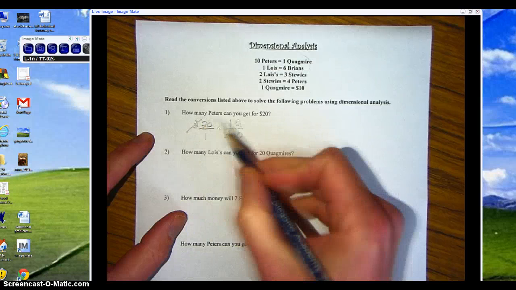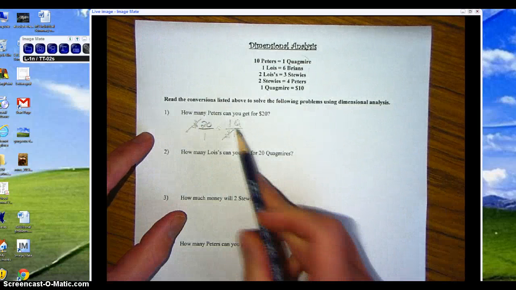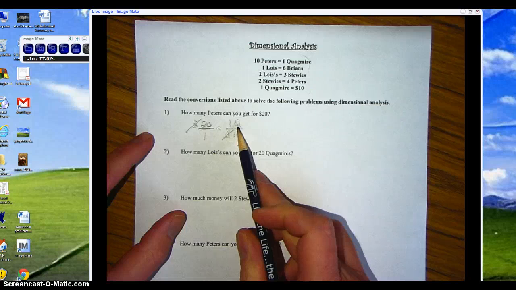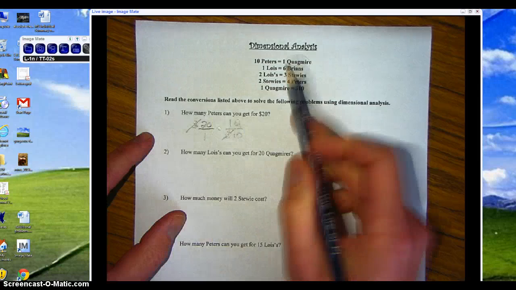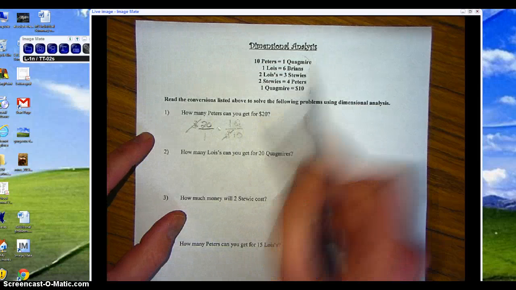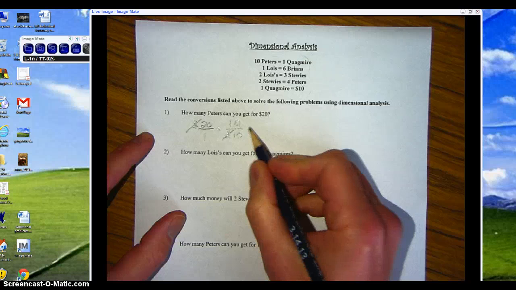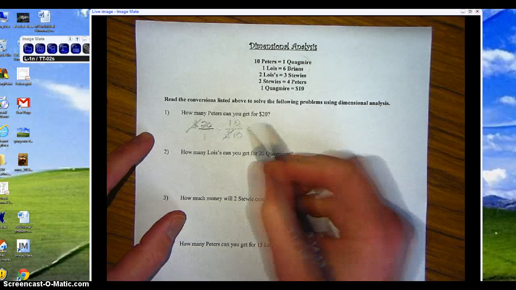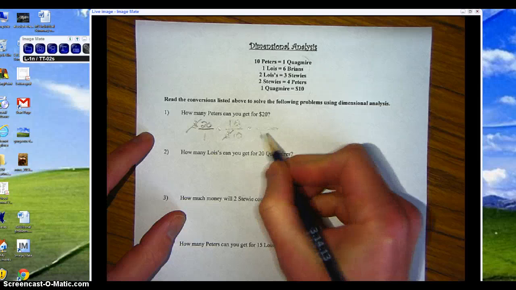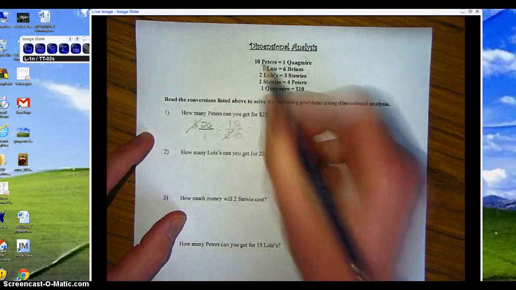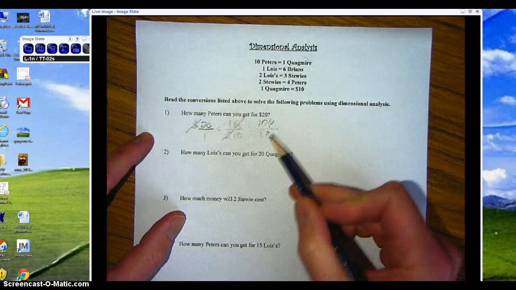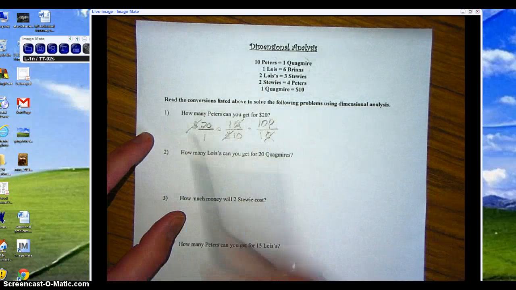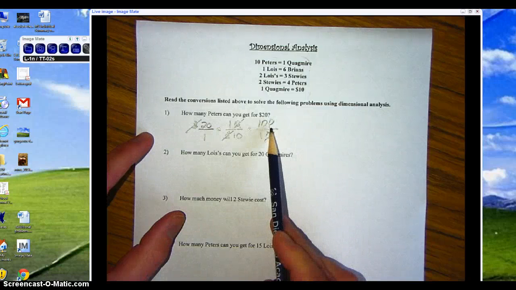Well, watch. If I cancel dollars, what units do I have left? I have Quagmires. But I don't want Quagmires. I want Peters. So I got to cancel another set of units. And the units I'm going to cancel are the Quagmires using this conversion. So multiply it to get it to cancel, which means the 1 Quagmire has to go on the bottom, and I'm going to put 10 Peters up top. Watch what happens. I cancel Quagmires. Now, out of all those units that are left, the only thing I have is Peters. The only thing left is Peters, and that's what I want. I want to know how many Peters.